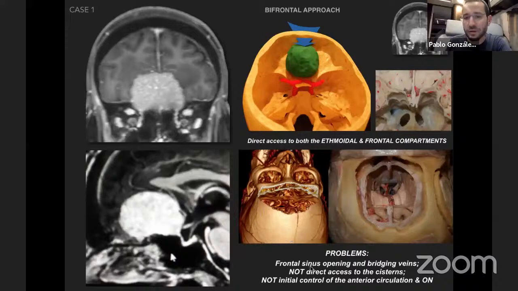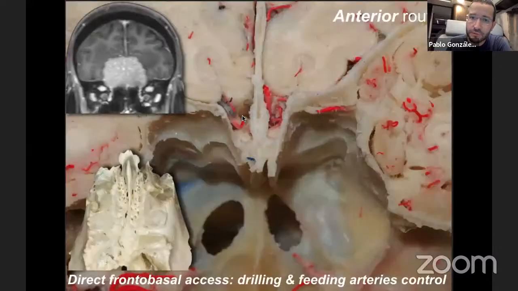First of all, we can have a huge frontal sinus and maybe we have to open it, which is not a big deal, but we should keep it in mind in order to do a post-surgical reconstruction. We don't have direct access to the cisterns, and in my mind, this is something very important, as I will try to prove to you. And finally, we don't have initial control of the anterior circulation and the optic nerves because they are hidden behind the tumor. So these are all the gaps of the bifrontal route. But this is one of the advantages.